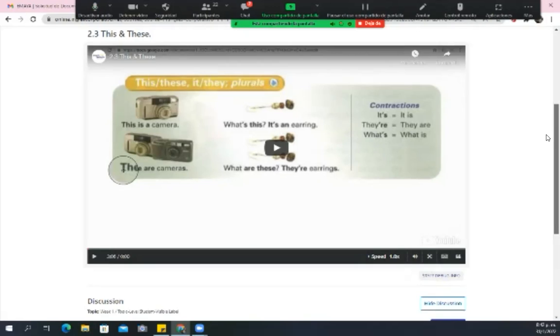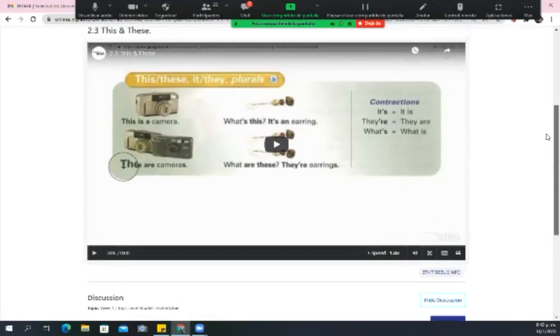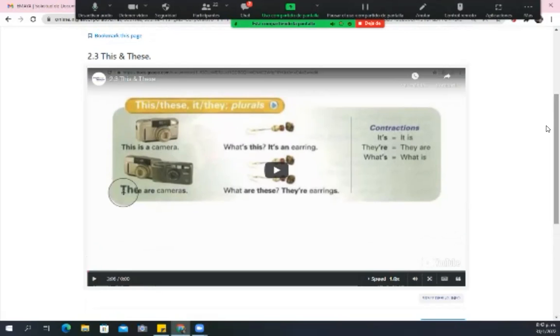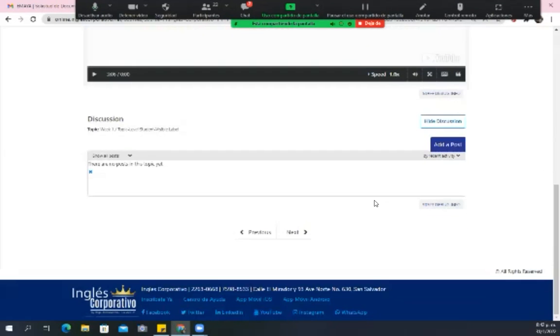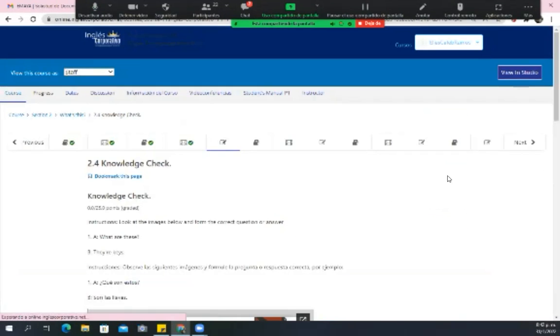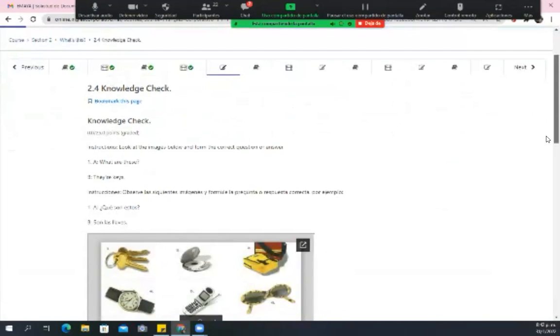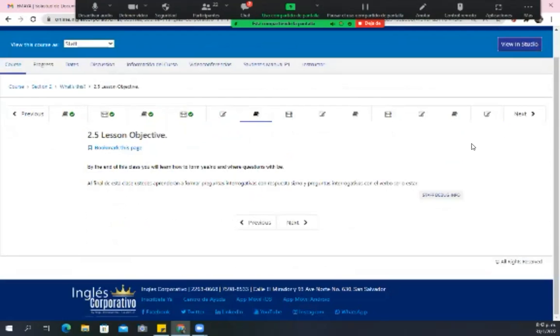Any questions so far? Any question? No, teacher. Ahorita estamos viendo estos demostrativos que son para cosas que están near, cerca, ¿verdad? Entonces, posteriormente vamos a estar viendo los que ya cuando estemos hablando de cosas que están lejos, ¿ok? Ok. Bueno, después que ustedes hacen su knowledge check, dice, next objective is, by the end of the class, you will learn how to form yes/no questions and where questions with the verb to be.